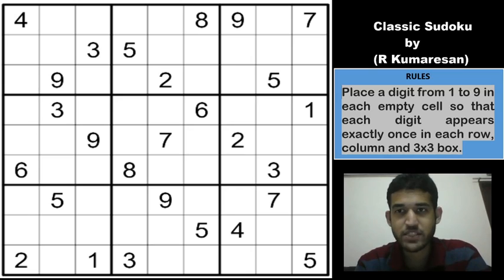Kumaresan has contributed some wonderful classic Sudokus in the past which have been used to illustrate many advanced classic Sudoku techniques. We hope that you enjoy this video as well.